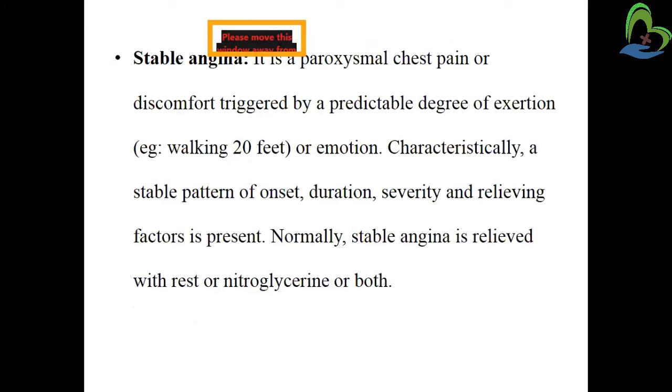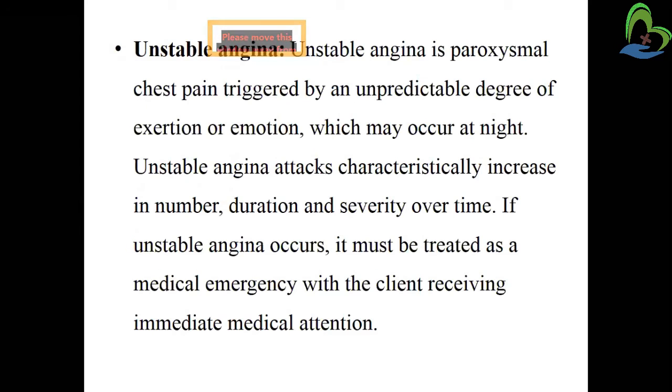Stable angina: we have seen paroxysmal chest pain. It is a sudden recurrence of pain, and discomfort will increase with a predictable degree of exertion. So if he is walking even 50 feet or emotion is developing, he might get triggered with the pain. And it will be a stable pattern of onset, duration, severity, relieving factors, all those which we studied above. So it is not deviating from it, and normally this will be relieved with rest or nitroglycerin. But in unstable, it is just the opposite.